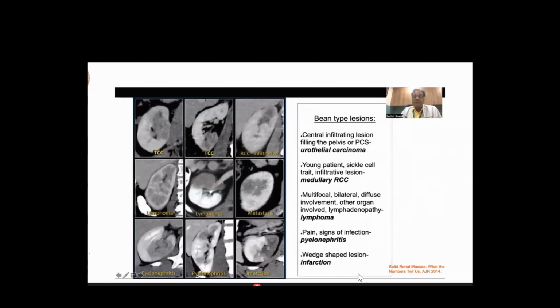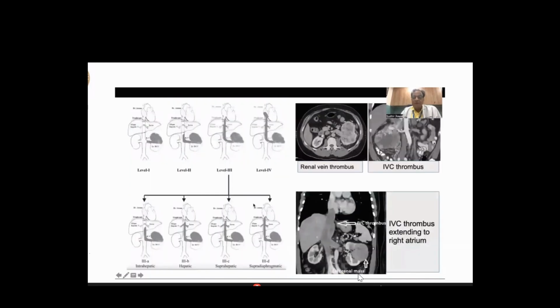Then the bean type of lesion can be divided into centrally infiltrative lesion, filling the pelvis or PCS. This will generally be urothelial carcinoma like this, TCC. Then in a young patient with sickle cell disease, an infiltrative lesion can be medullary RCC like this. Then there can be multifocal, bilateral, diffuse involvement, other organs involved, lymphadenopathy. This can be lymphoma. If there is pain and signs of infection, then it can be pyelonephritis, or sometimes there is a wedge-shaped lesion, which is like this. There can be an infarction. This is pyelonephritis. These are metastases. These are lymphoma. So these are the things which you can know on the CT scan.